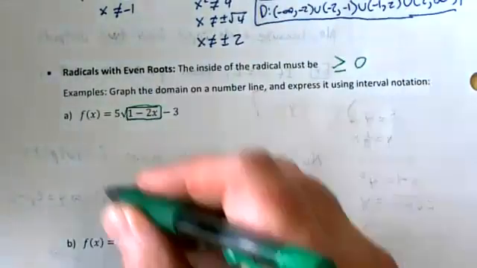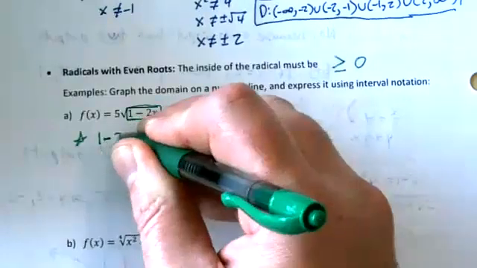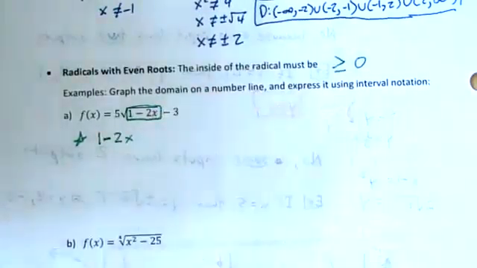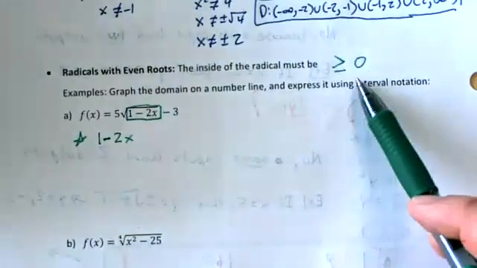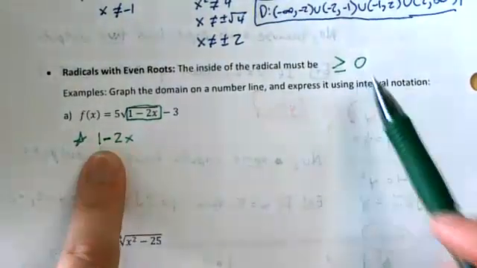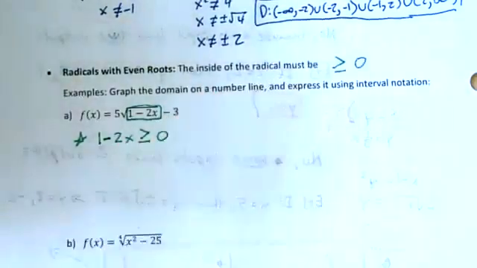So let's do our key step here. Let's write down 1 minus 2x. I'm not writing down the radical, just the part that's inside of it. And let's apply this restriction. The restriction is that if it's inside of a square root, it must be greater than or equal to 0.